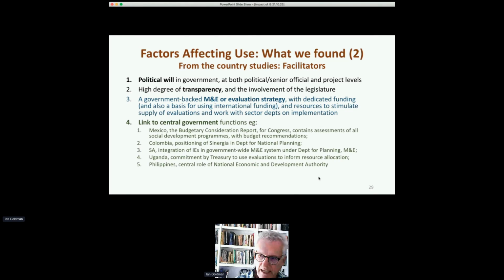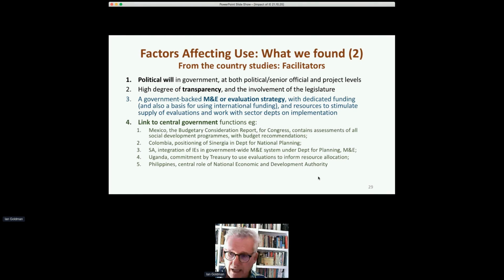In terms of some of the facilitators, and there's an overlap here with what Timo presented, which will be interesting to explore in the discussion: political will, a high degree of transparency, and also involvement of the parliament, having a government-backed monitoring and evaluation strategy, and ideally with resources, where this is linked to central government functions. For example, in Mexico, the budgetary consideration report contains an assessment of all social development programs and what the implications of those are for the budget.